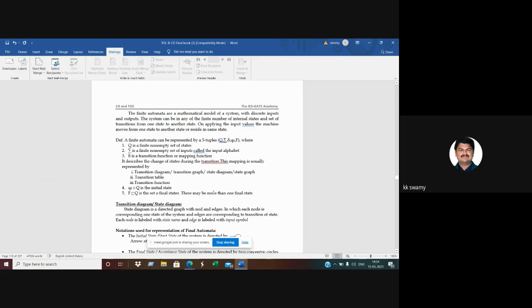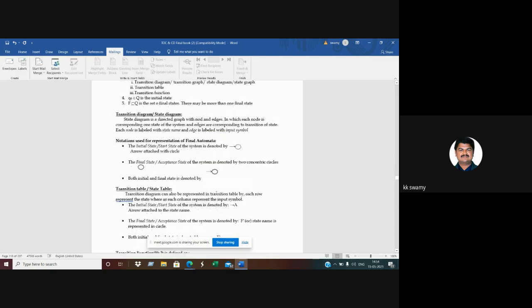Okay. Now, how to represent it? Any finite automata can be represented in two ways. One way is the transition diagram, or we can use a transition table. The transition diagram is also called a state diagram, a state graph, or a transition graph.